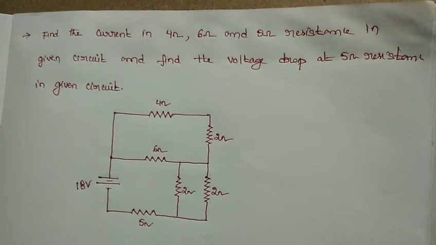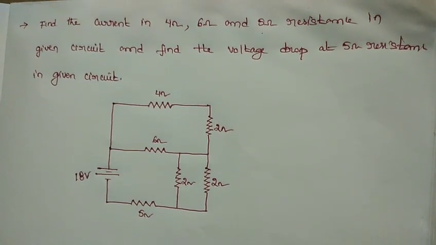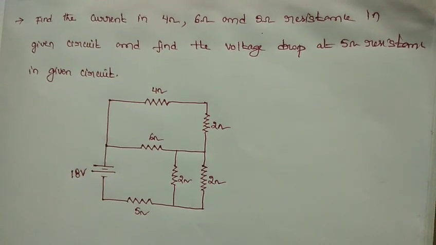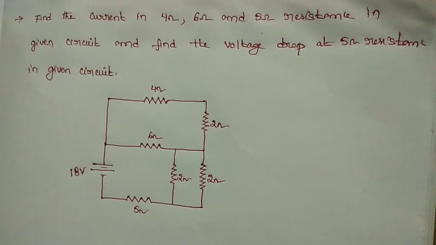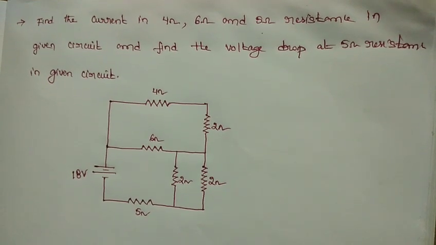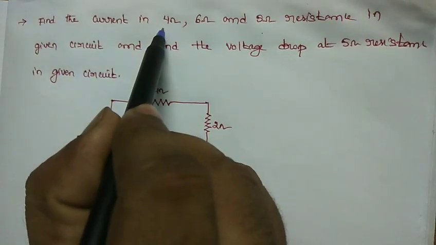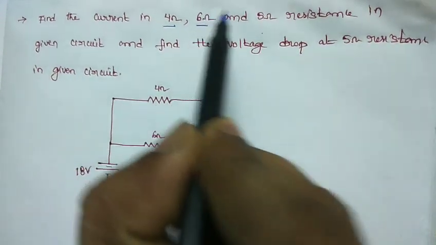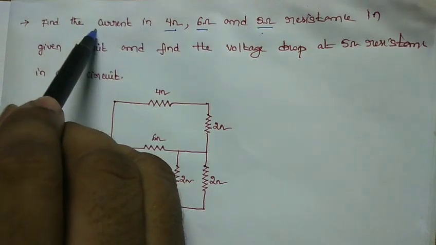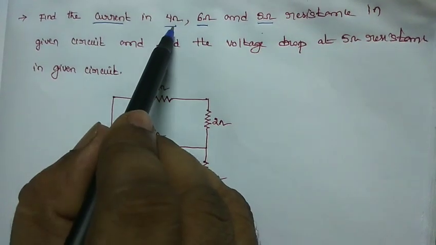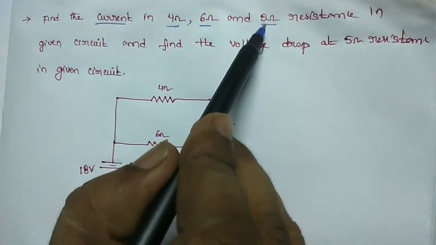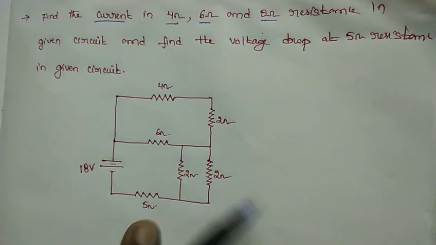Hi children. So, one of the model circuits is given here. See how to resolve this entire circuit. In the given problem, find the current in the 4 ohm, 6 ohm and 5 ohm resistances. So we have to find the current in the 4 ohm resistance, the current in the 6 ohm resistance, and the current in the 5 ohm resistance in the given circuit.